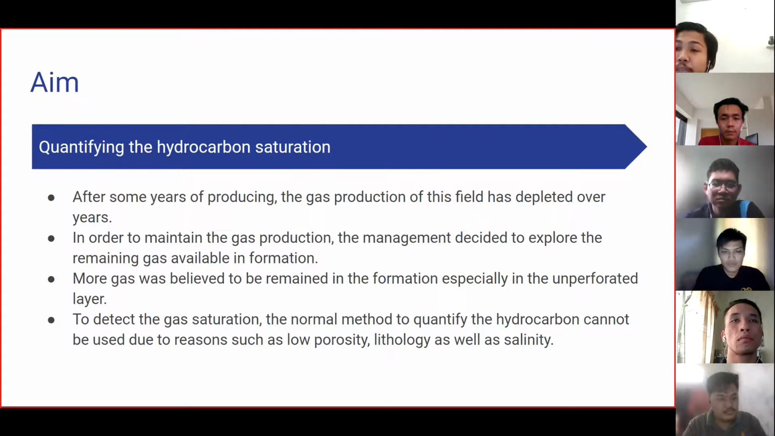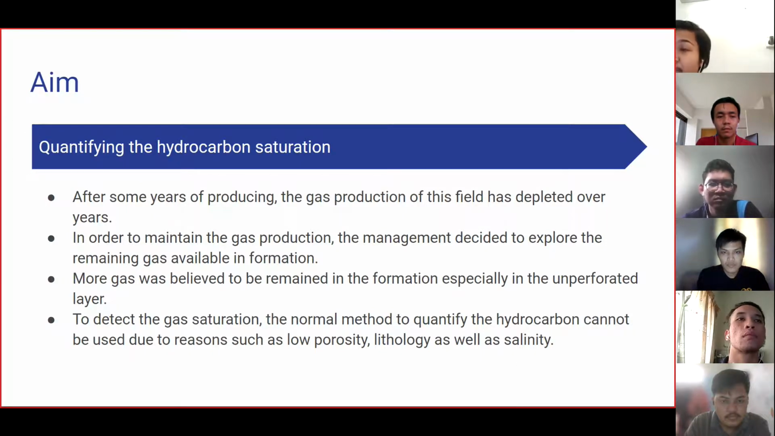It is believed that more gas remains in this particular formation, especially in the unperforated layer. In detecting the gas saturation, the normal method, known as the sigma method, is not suitable and cannot be used to quantify the hydrocarbon due to some reasons, for example low porosity, lithology, as well as salinity.